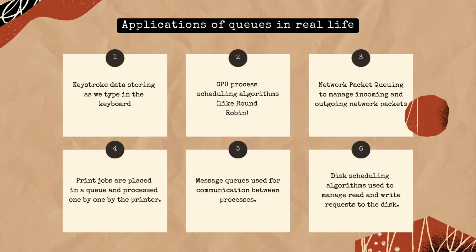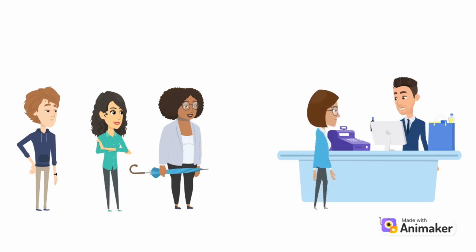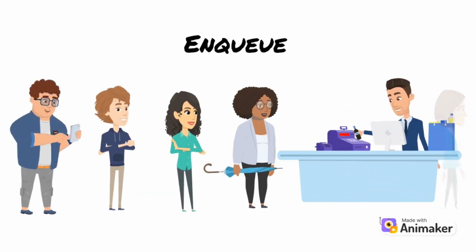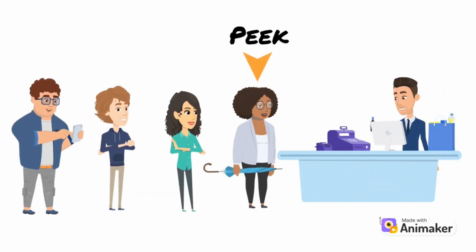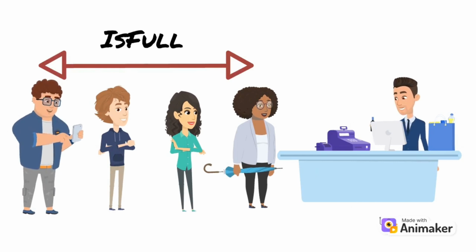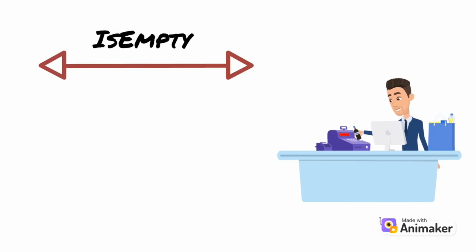In real life, queues are used in keyboard typing, CPU process scheduling, network packet queuing, message queues, print queues, and disk scheduling algorithms. Basic queue operations are dequeue, enqueue, peek, isFull, and isEmpty.